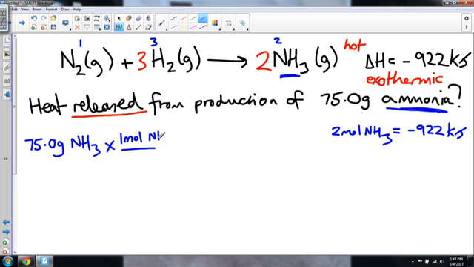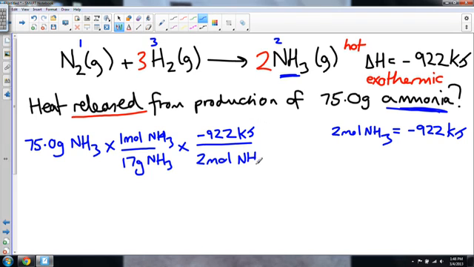So 1 mole of ammonia. Nitrogen's 14, hydrogen's 1, so I'm just going to say 17 grams of ammonia. I'm just rounding here. So this takes us from grams to moles. And then we have to go from moles to kilojoules. Now we know we have to end up with kilojoules, so I'm going to put kilojoules on the top here. Now the important thing to remember is that's 922 kilojoules for every 2 moles of ammonia formed, not 1 mole.